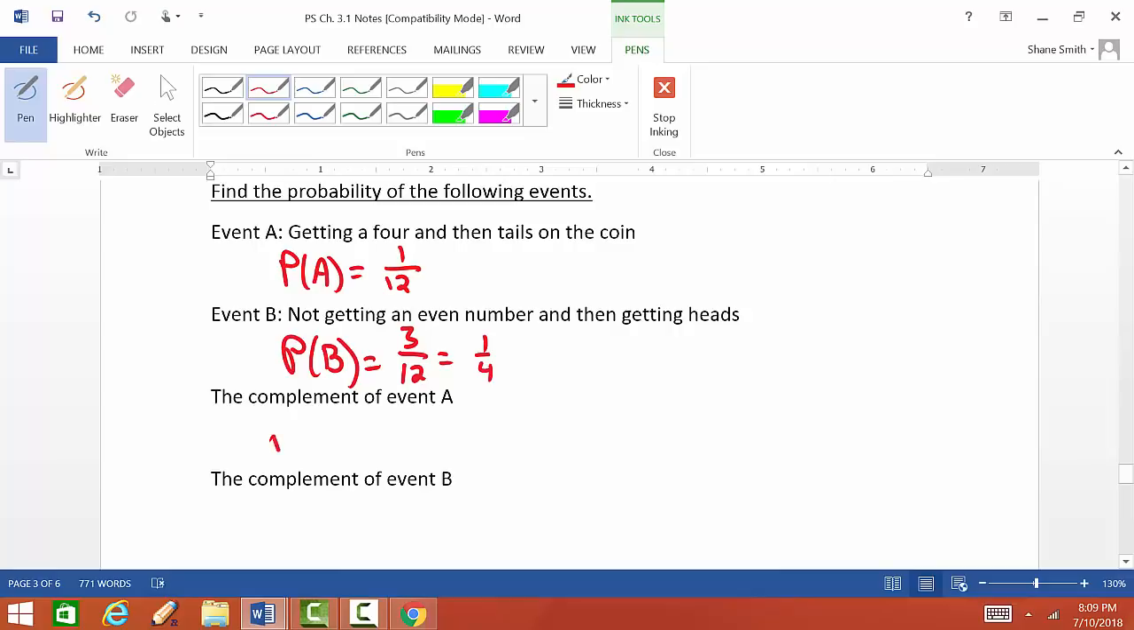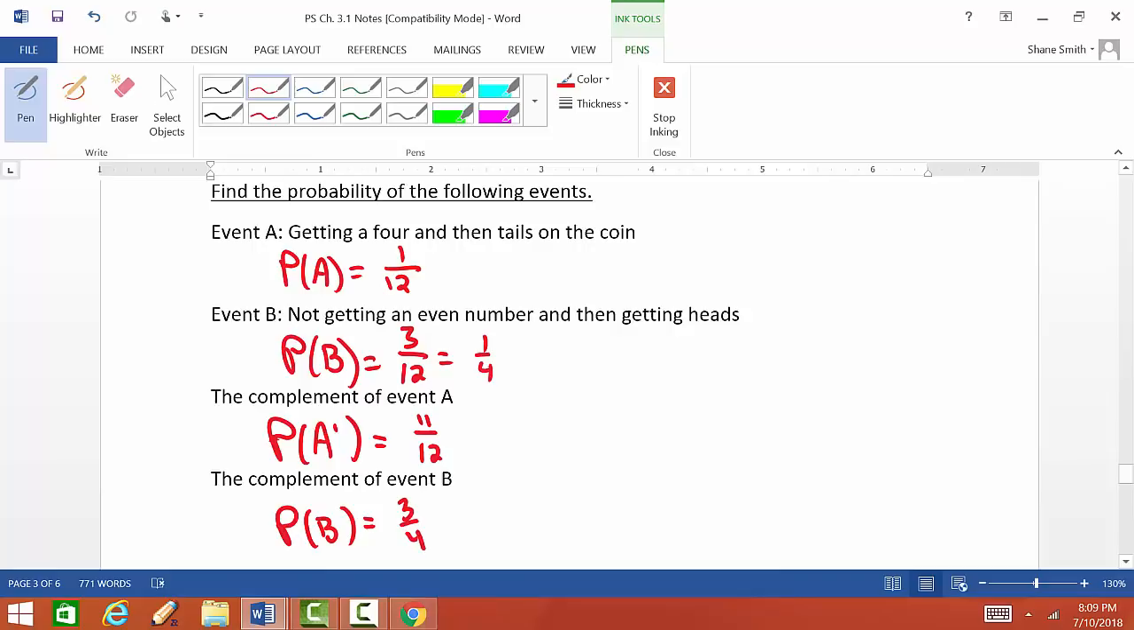So if I want to find the probability of the complement of A, that's the probability of A prime, it is 11/12. And that's because 11/12 plus 1/12 is 1. So remember, the complements have to add to 1. So the probability of B prime is 3/4, because 1/4 plus 3/4 is 1.